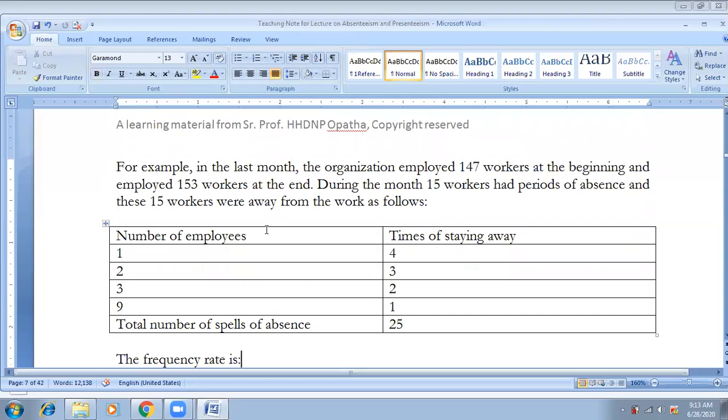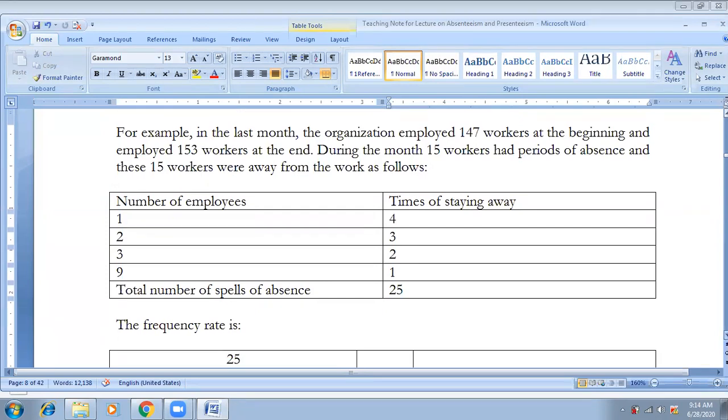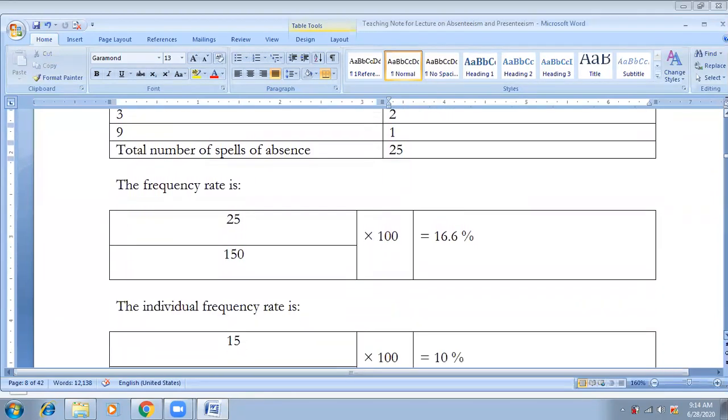Okay, so here there is a simple example. In the last month, the organization employed 147 workers at the beginning and 150 workers at the end. During the month, 15 workers had periods of absence, altogether 15 workers. These 15 workers were away from work as follows. Therefore, the total number of spells of absence is 25. The frequency rate you can calculate in this way, then the individual frequency rate in this way.